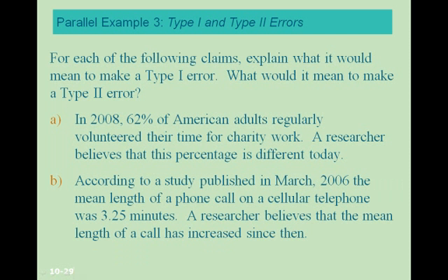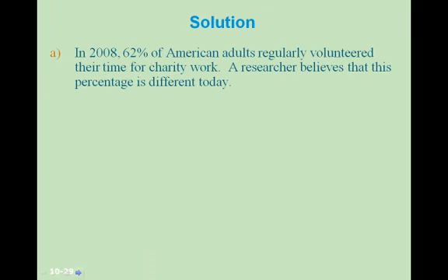So let's look at another example using our errors. For each of the following claims, we want to explain what it would mean to make a type 1 error and then what it would mean to make a type 2 error. So part A, our first one, deals with the 62% of American adults regularly volunteering their time for charity work. And our researcher believes that this is different today.